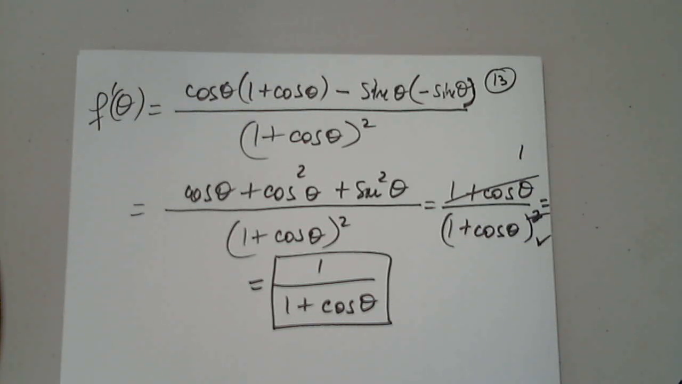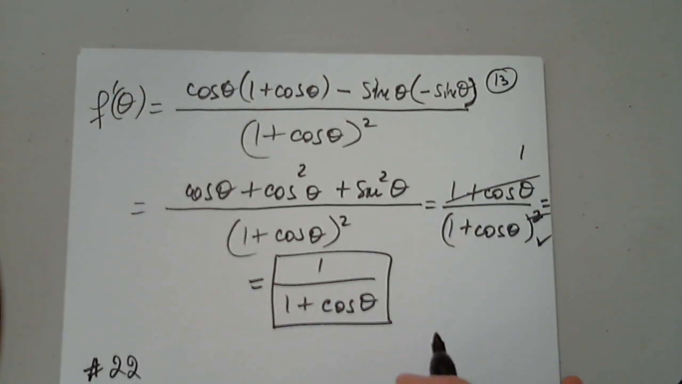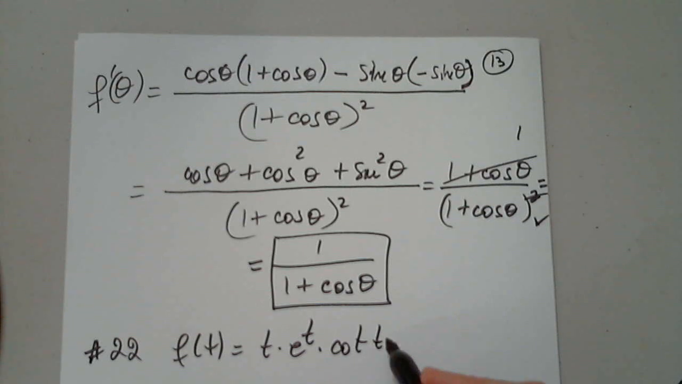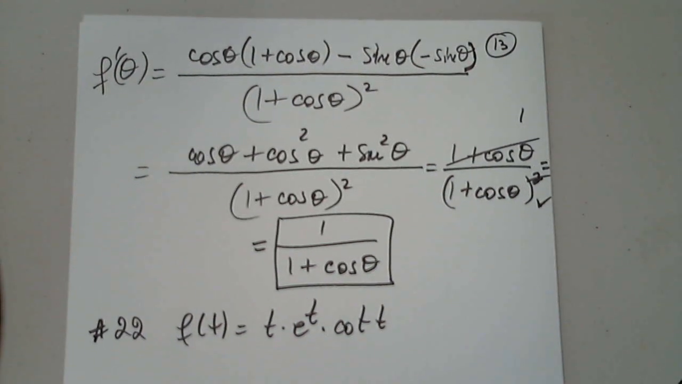22 with 3 Fs. Which one? 22. 22, very good. Let's look at 22. And 22 is f of t equals t e to t cotangent t. It's COT, yeah, cotangent. Perfect.